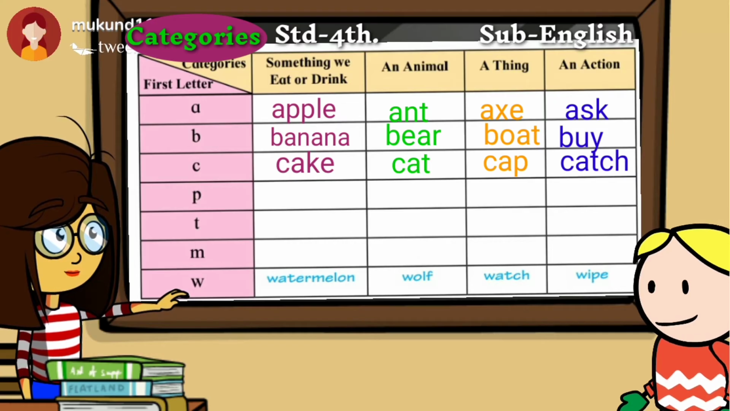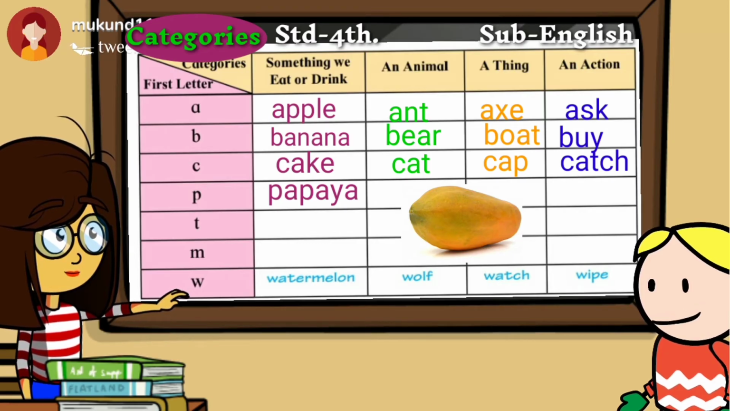Then next letter P. Now you tell me something we eat or drink. Which words begins with P? P. Oh. Okay, teacher. Papaya. Papaya is a word which begins with P. P-A-P-A-Y-A. Papaya. Very good. Now you tell me an animal. Animal begins with P. Oh.